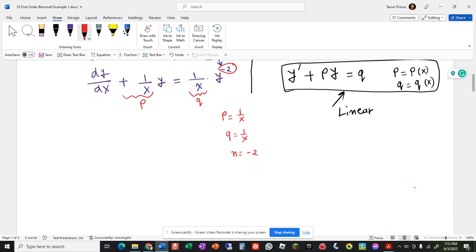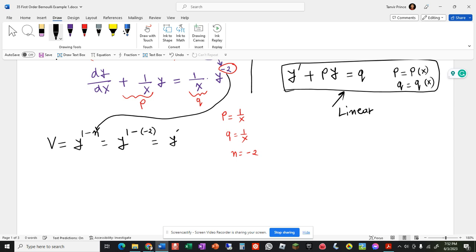So the first step, you do the substitution v equal to y to the power 1 minus n. But in our case, our n is actually negative 2. So let's do that. It's y to the power 1 minus negative 2. That's my n. So which is actually 1 plus 2, or y cubed. Let's take the derivative of both sides with respect to x. So dv dx is, remember, y is a function of x, so you are using chain rule.